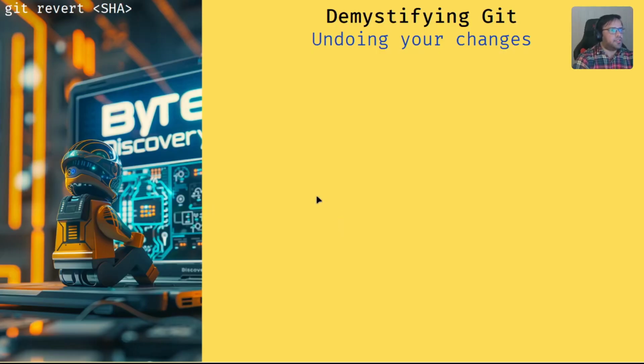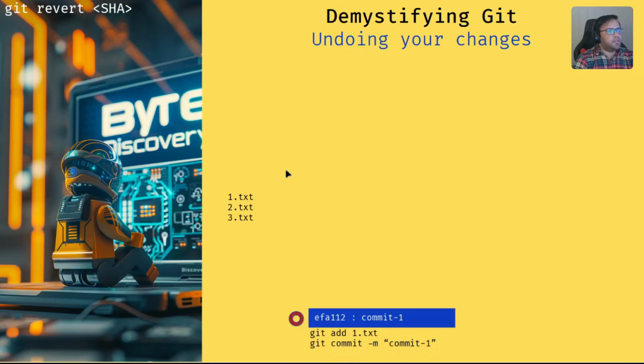Let's summarize Git revert. We start by creating a Git repository with 3 files in the working tree, 1.txt, 2.txt, and 3.txt. We add file 1.txt to the commit tree, commit it, and we get a new hash. We do the same for commit 2 and commit 3.